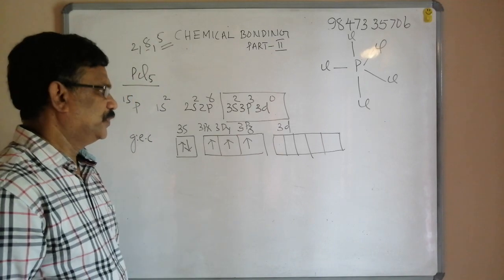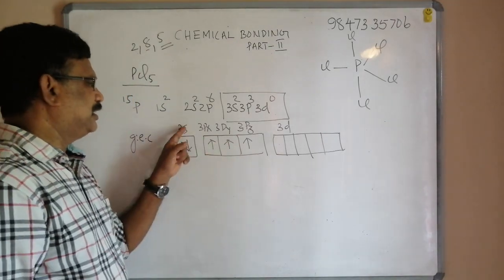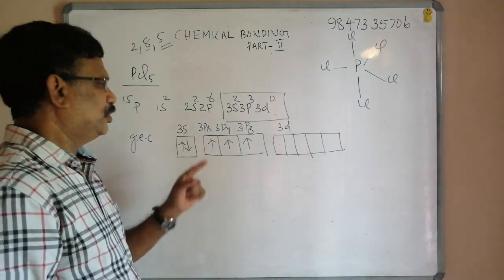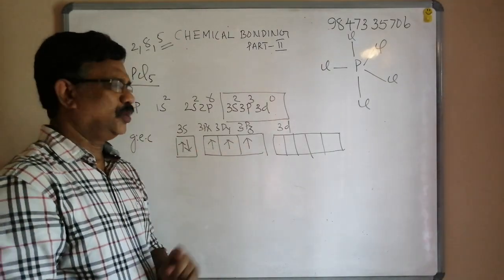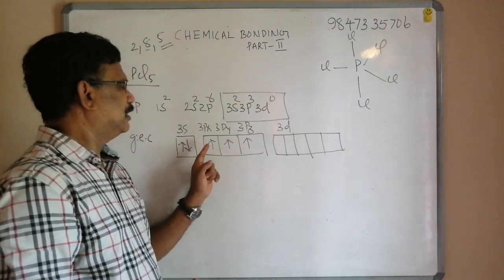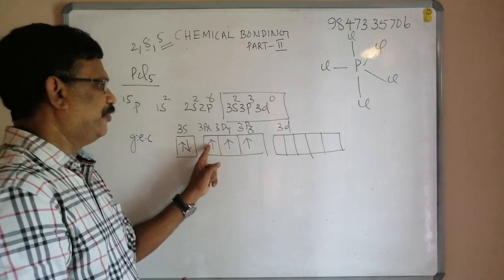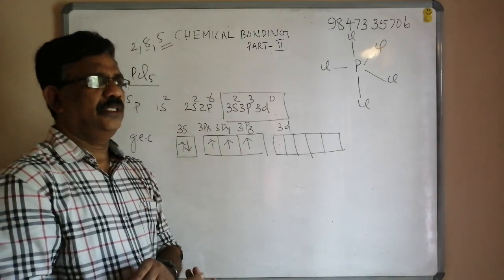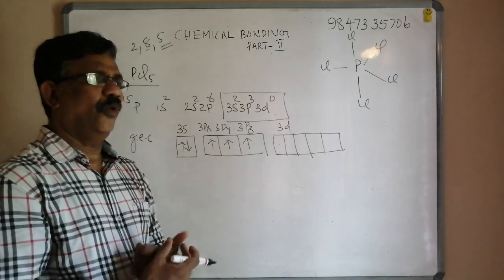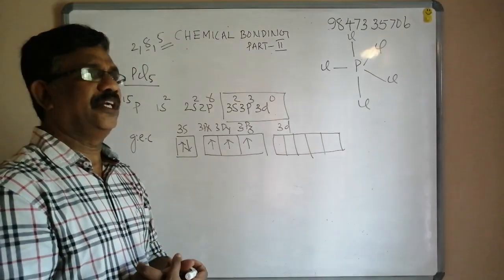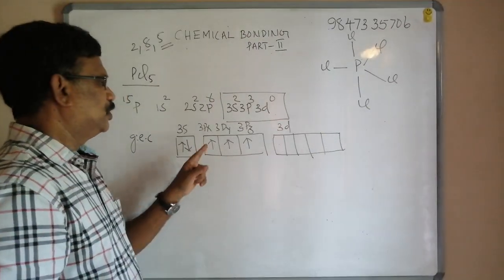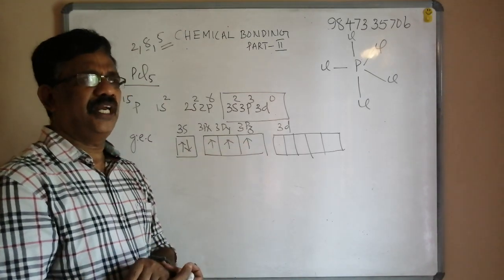In the ground state, the valence 3s orbital is filled and paired, so 3 orbitals are half-filled. So in the ground state, its valence is 3. Only 3 orbitals have combining capacity. In the previous class we discussed that a covalent bond is formed by overlap of orbitals containing unpaired electrons with opposite spin. That is the valence bond theory. So valence is 3.